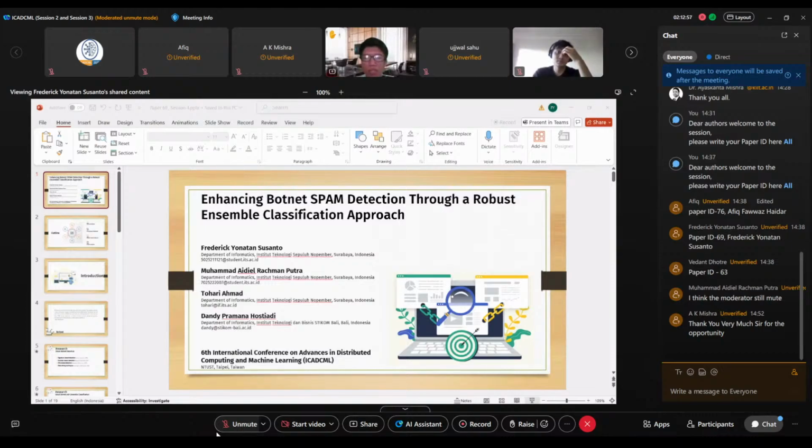This presentation is divided into 4 sections: an introduction, our proposed method, the experiment result, and finally the conclusion. First, we will provide an introduction to our topic covering botnets and ensemble classification.